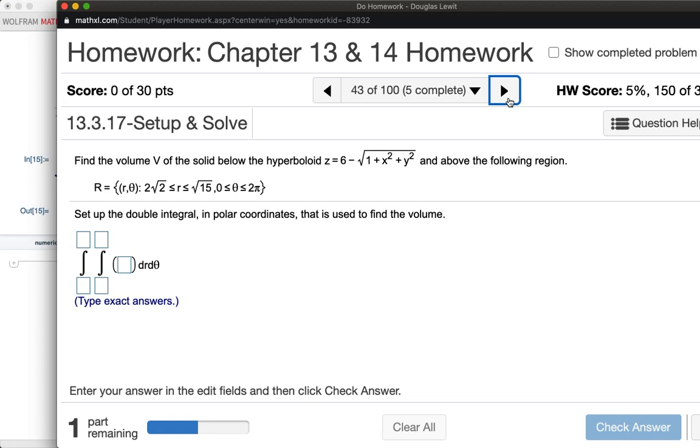Problem number 43. Find the volume V of the solid below the hyperboloid z is equal to 6 minus the square root of 1 plus x squared plus y squared and above the following region. So here we're in polar coordinates this time. We're not in rectangular or Cartesian coordinates. Now we're in a different coordinate system. So things are a little bit different, but not terribly different.